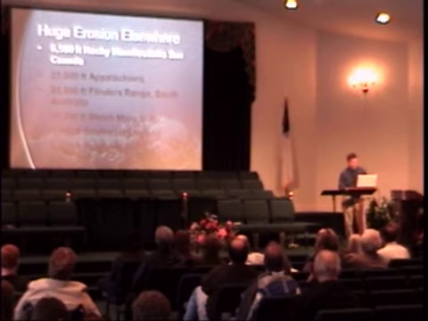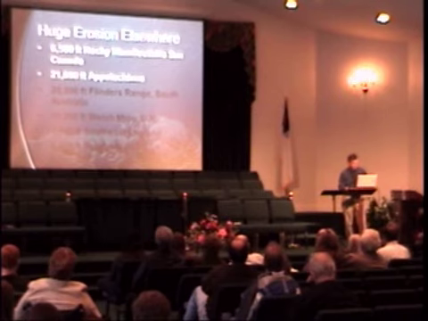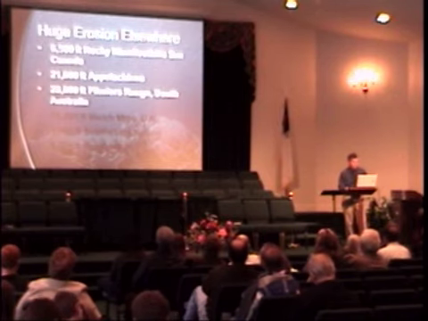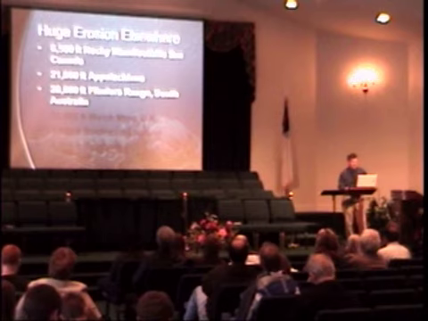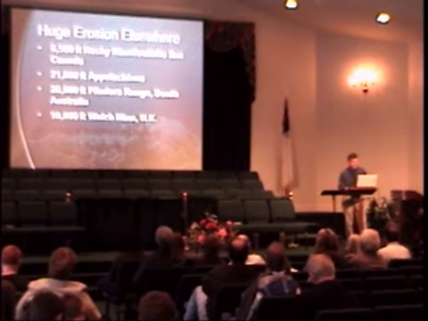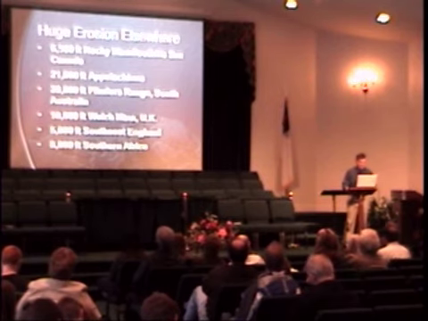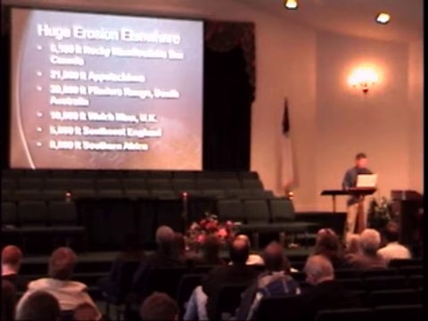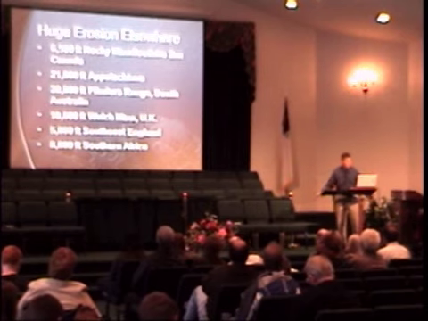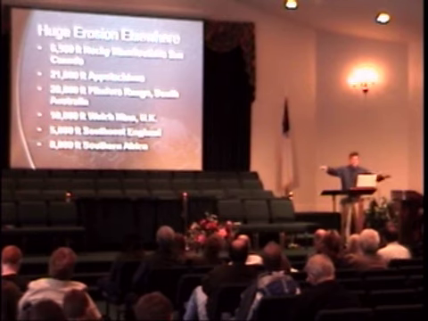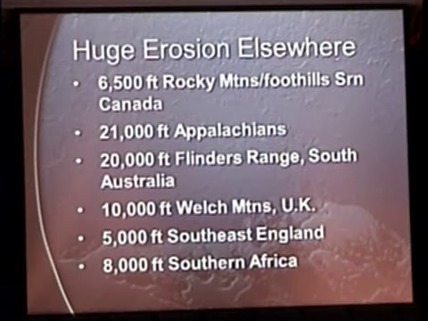6,500 feet in the Rocky Mountains and foothills of southern Canada. And this is from the literature. I found that number pretty close. 21,000 feet in the Appalachians, 20,000 feet in the Flinders Range, South Australia, 10,000 feet in the Welsh Mountains of the United Kingdom, 5,000 feet in southeast England, and 8,000 feet in southern Africa. So the continents are greatly eroded, exactly what we expect during the flood, during the retreating stage. It's showing the tremendous erosion.